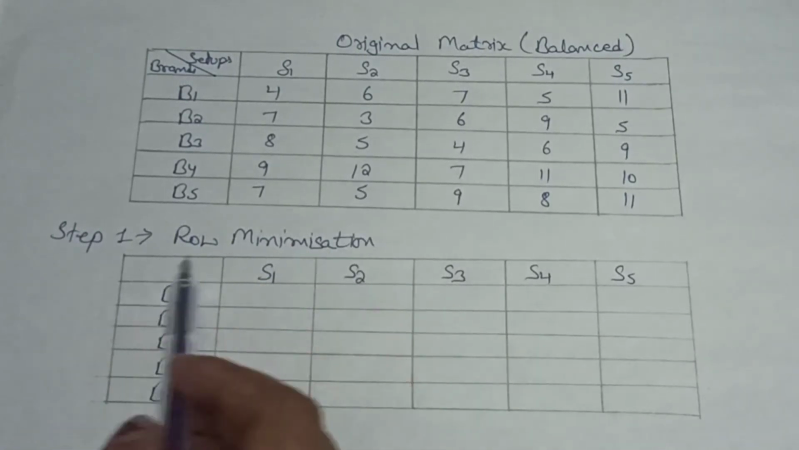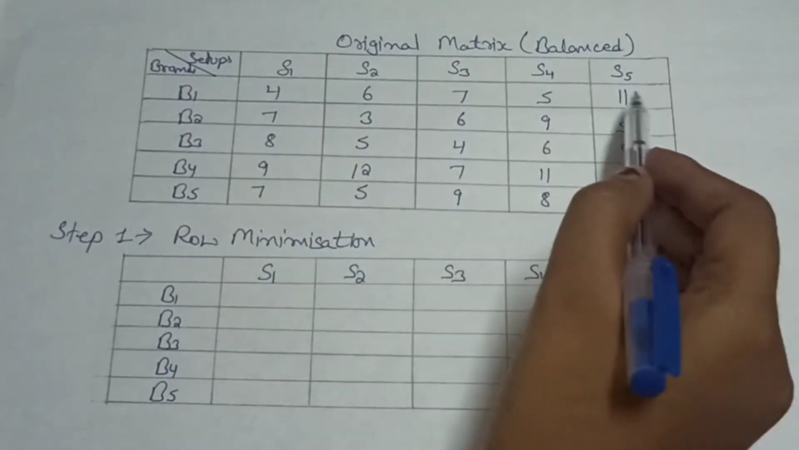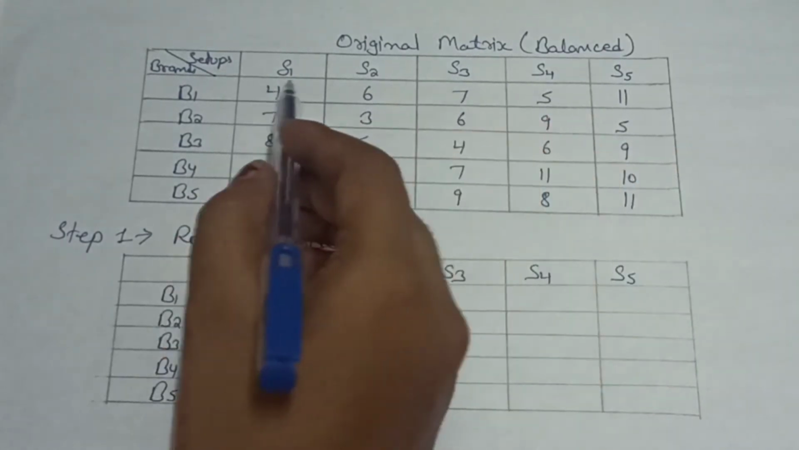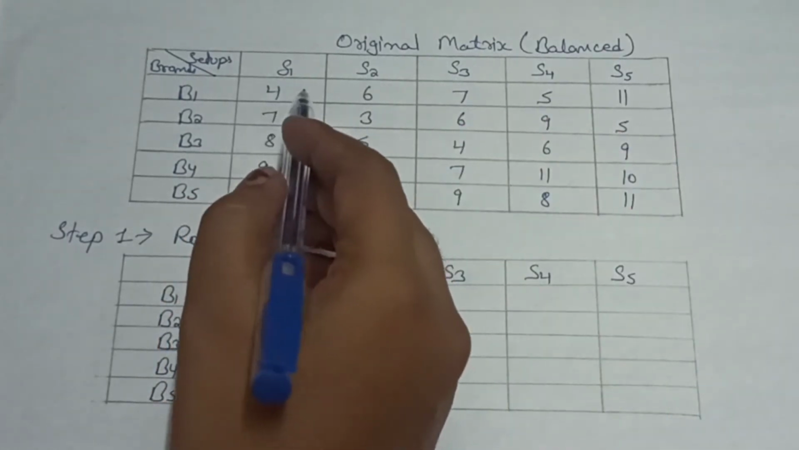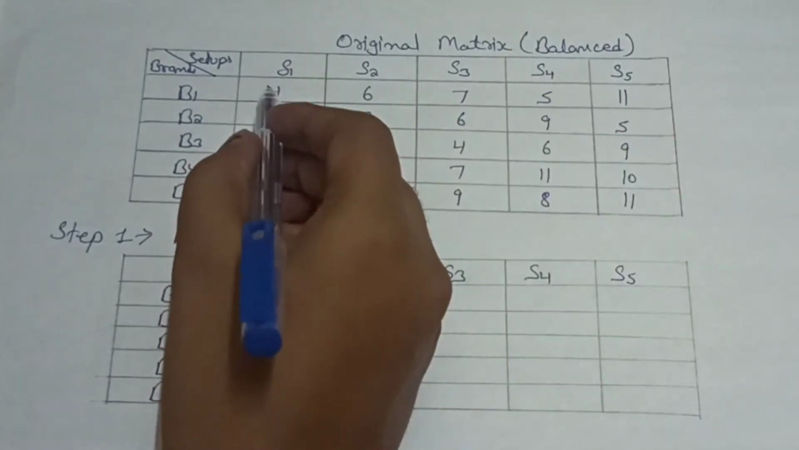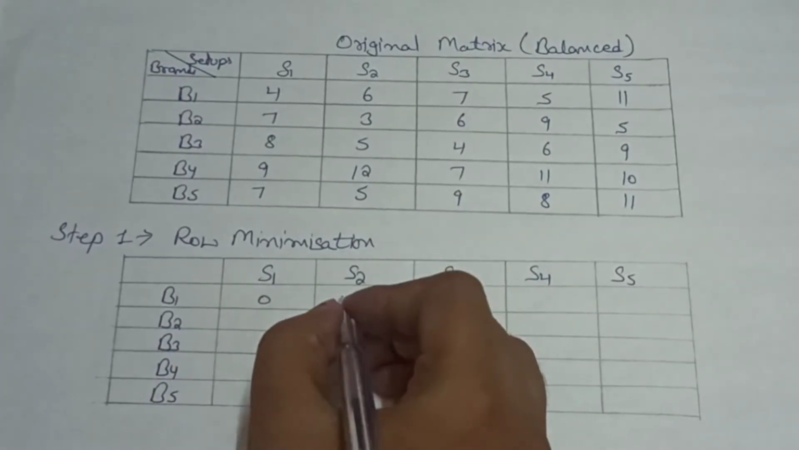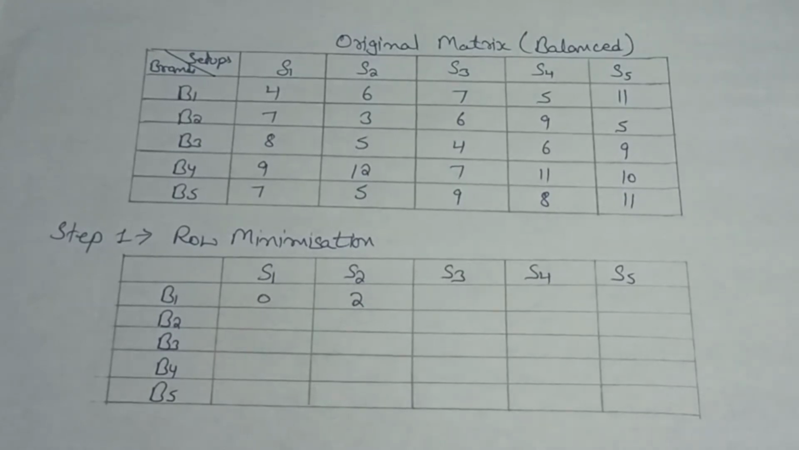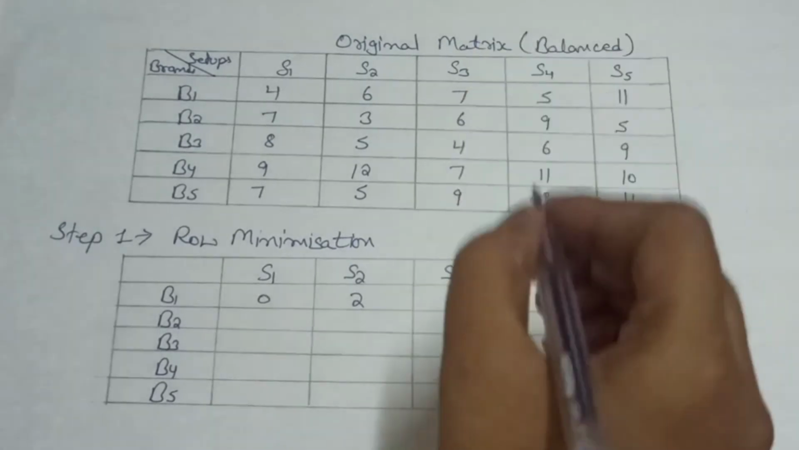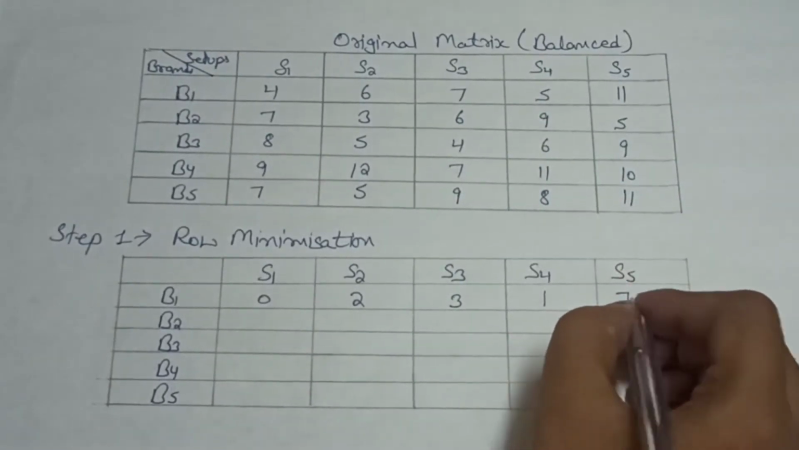First of all, we will do row minimization. So this is our first row. You can see in this row the smallest element is 4. So we will subtract this element from this row. Like 4 minus 4 is equal to 0. Then 6 minus 4 is equal to 2. 7 minus 4 is equal to 3. 5 minus 4 is equal to 1. 11 minus 4 is equal to 7.